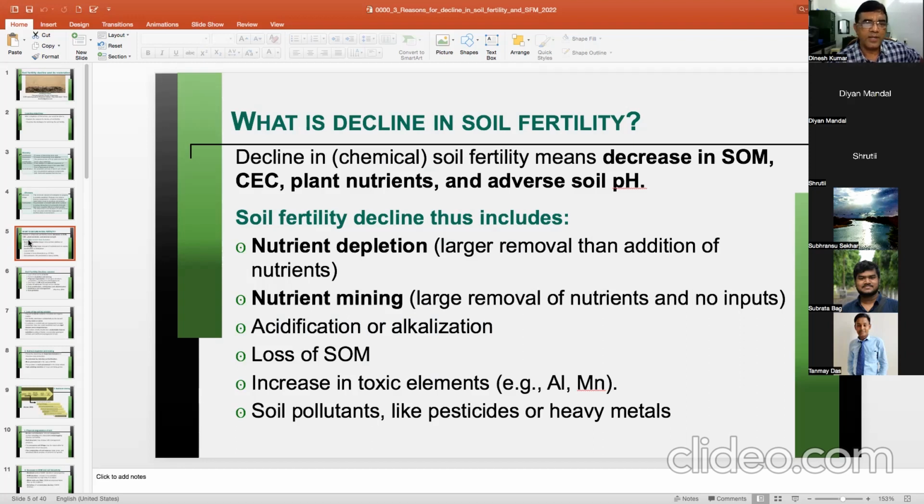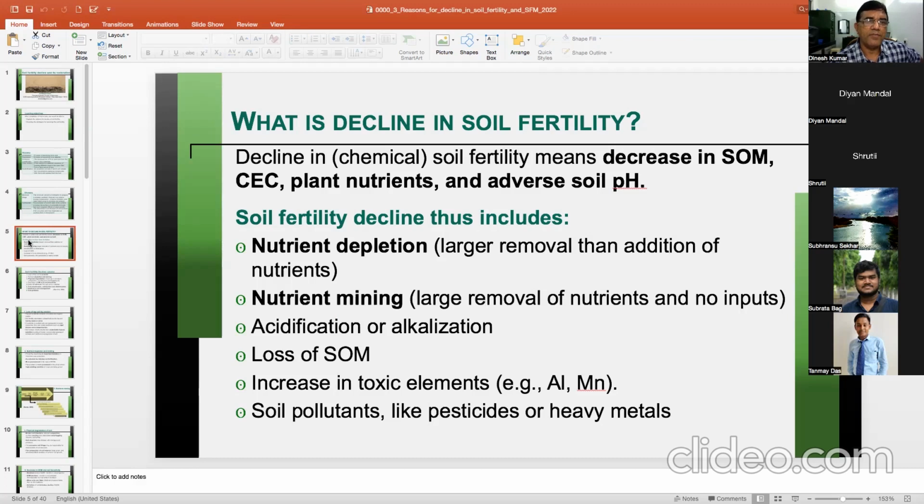If you see biological soil fertility, decline in biological soil fertility means reduced growth of microbes and other kinds of organisms in the soil. Whatever organisms are living in soil, their number and their size gets reduced. That is biological fertility decline. Similarly, physical soil fertility decline can be there. Physical soil fertility decline means soil compaction can be there, water logging can be there, or there may be degradation of soil structure. A number of physical properties can be deteriorated. That is also physical soil fertility decline.